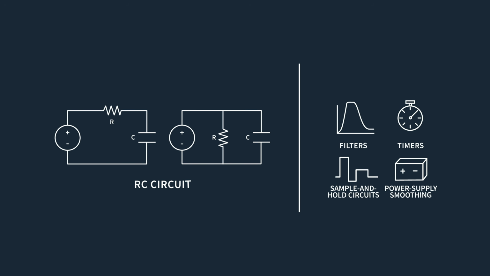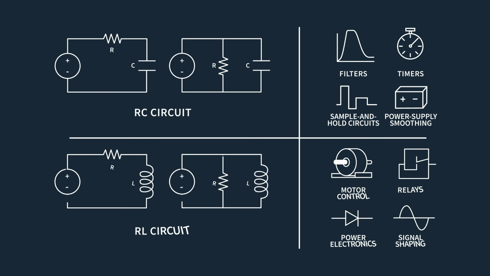So let's talk about why this matters in real circuits. The reality is that first-order behavior shows up in a huge range of real circuits. RC circuits appear in filters, timers, sample and hold circuits, and power supply smoothing. RL circuits appear in motor control, relays, power electronics, and signal shaping. And while RC and RL circuits are a simplification, there are many times that complex circuits often behave like first-order circuits when you look at how they respond over time. Understanding tau and time constants, as well as exponential behavior, gives you the tools to analyze everything from sensor conditioning to switching regulators.